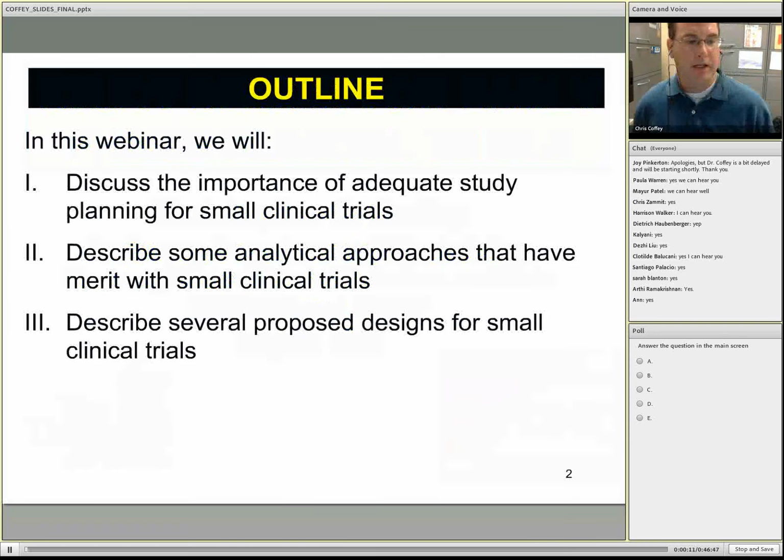Just to give you an outline of what I'm going to talk about today, I'm going to first talk about the importance of study planning for small clinical trials. Particularly here, we're focusing on early phase clinical trials today. Talk about analytical approaches that have merit with clinical trials, but spend most of the time talking about several different designs that have been proposed for small clinical trials. I'll both talk about those from a more theoretical aspect, but as well as give some experience with designing trials for some early phase designs that we've had here at Iowa through involvement with NeuroNext.